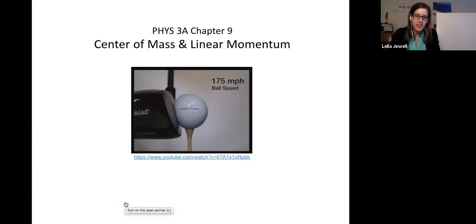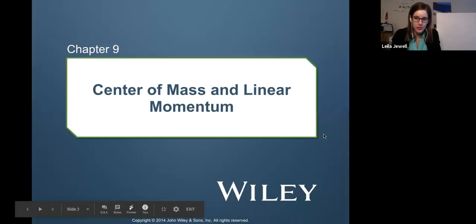Chapter 9 is taking a look at center of mass and linear momentum. So we're going to start by just looking at center of mass, because that's an important concept in order to understand linear momentum.